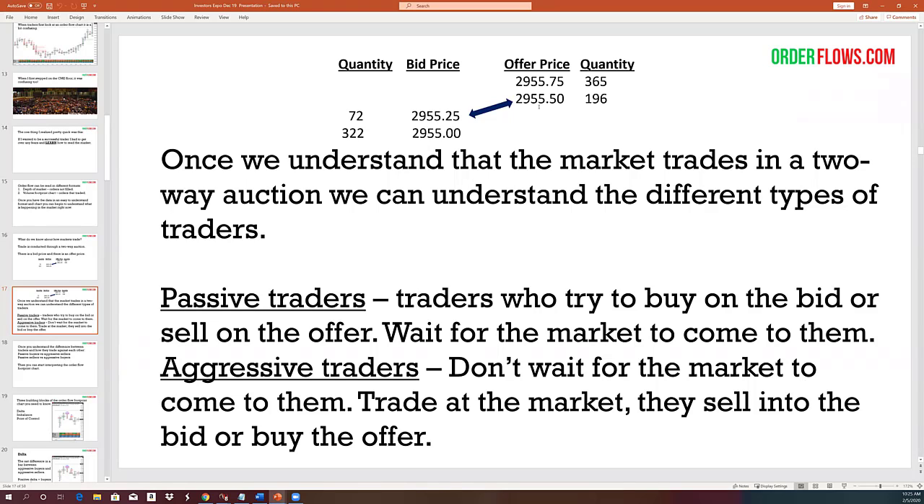Now, aggressive traders, these are the ones that cause the market to move, right? They don't wait for the market to come to them. They trade at the market. They sell into the bid. They buy into the offer. If they see the market is 55 and a quarter bid, offered at 55 and a half, and they want to sell, they're going to sell it at the market at 55 and a quarter. Or if they want to get long, they're going to buy it at the market at 55 and a half. They're not going to work a bid at 55 and a quarter in order to get long because they may not get filled.